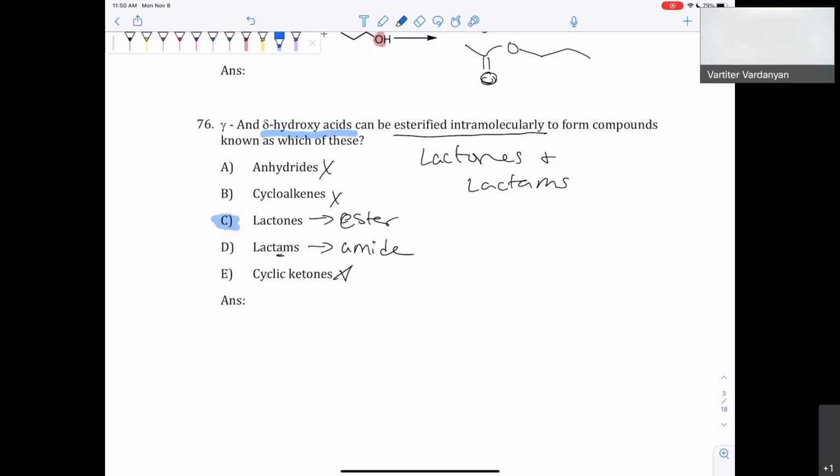Any questions with this one? Yes. Yes. So if this was an amino and it didn't say esterified, then it would be a lactam reaction.